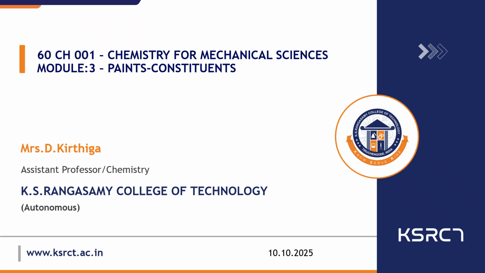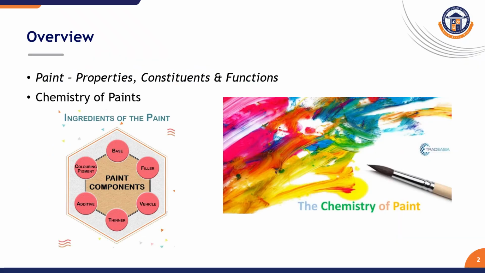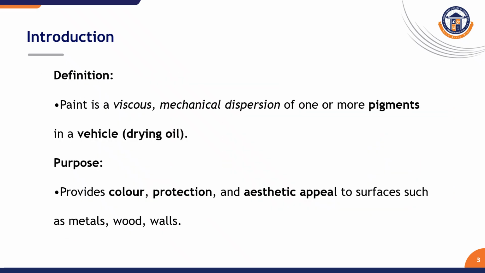Today we are going to see the topic paint. We are going to see about the properties, constituents and functions, that is, the chemistry of paints. What is the main thing you should know is what is a paint. A paint is a viscous mechanical dispersion of one or more pigments. We have a paint in different colors. So one or more pigments in a vehicle. That vehicle, which is used to dissolve the paint, we call a drying oil.